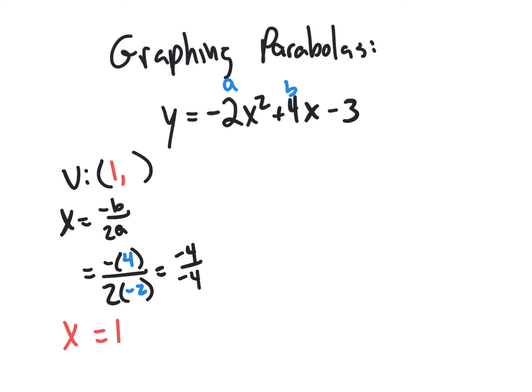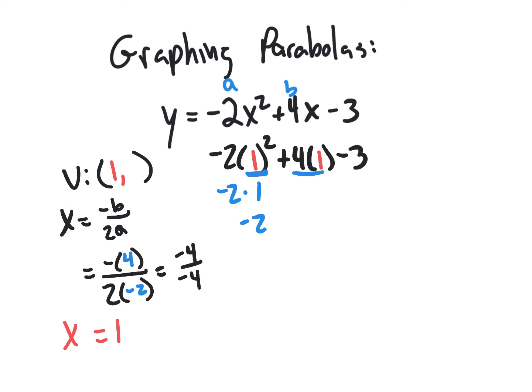Let's plug in the 1. You're going to have negative 2 times x squared plus 4 times x minus 3, plugging in the x value of 1 right there and doing the math. 1 squared is 1, so you really have negative 2 times 1, which is negative 2. Then 4 times 1 is 4. Bring down the minus 3. You will have negative 2 plus 4, that is 2. 2 minus 3 is negative 1. So the vertex y value is negative 1.